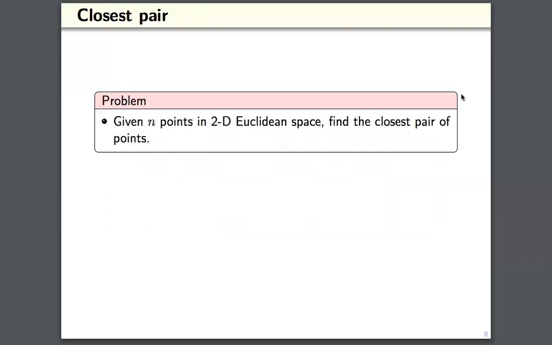Okay, next, closest pair. We will cover just this problem and stop, right? We do not have enough time. So given n points in 2D Euclidean space, you want to find the closest pair of points. So what is 2D Euclidean space? It's a 2D space like this.